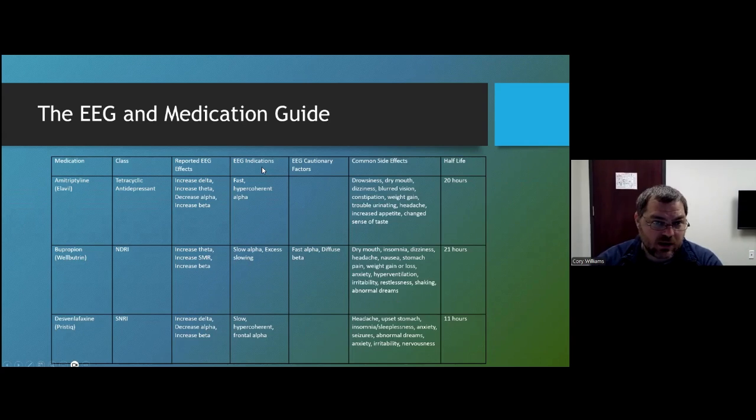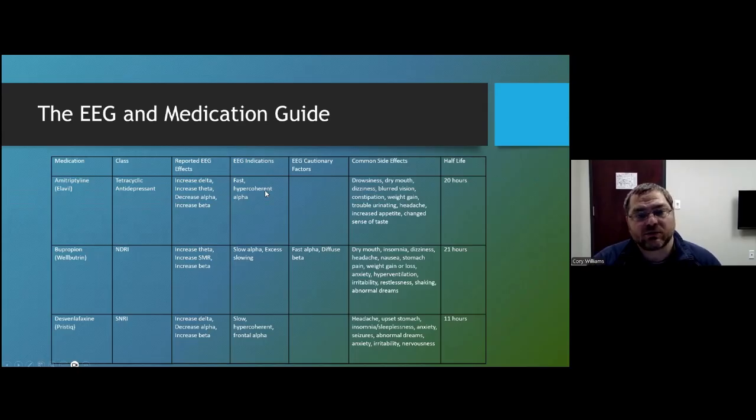Then when we look at our EEG indications, this column is going to help us figure out if we see this feature in someone's EEG, then this medication may be, again, that's may with a capital M, may be a good fit. So if you're looking at an EEG and they have fast, hypercoherent alpha, that person may respond well to this medication. They may not. The research tells us that a tetracyclic antidepressant or a tricyclic, if you're much older, is a better fit for this type of EEG.